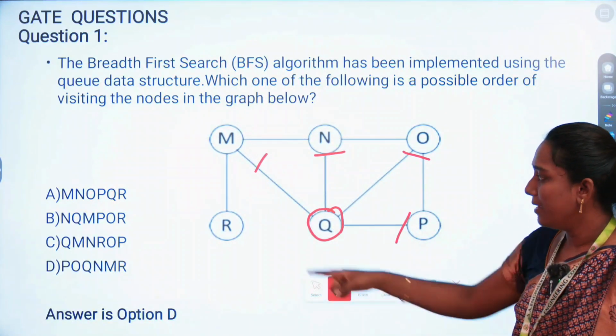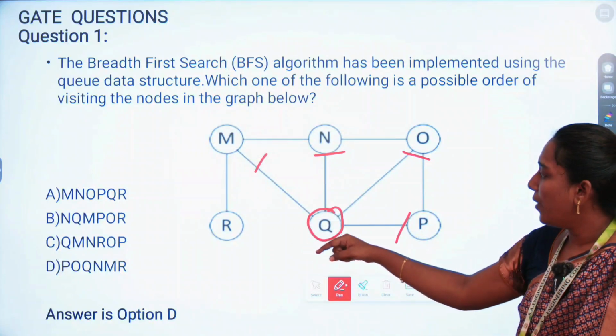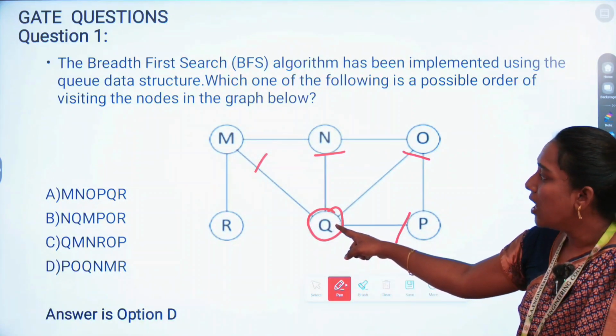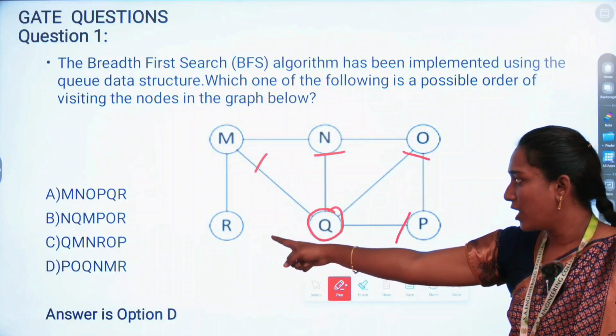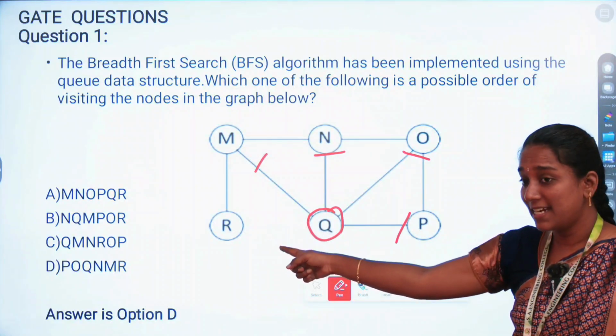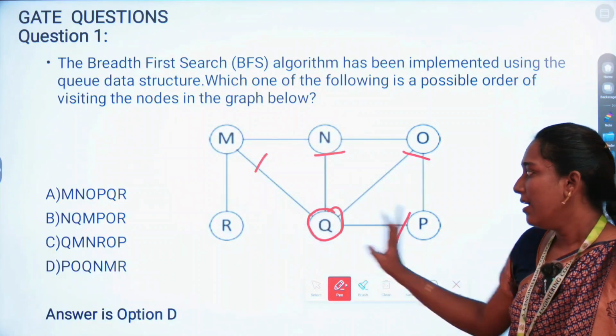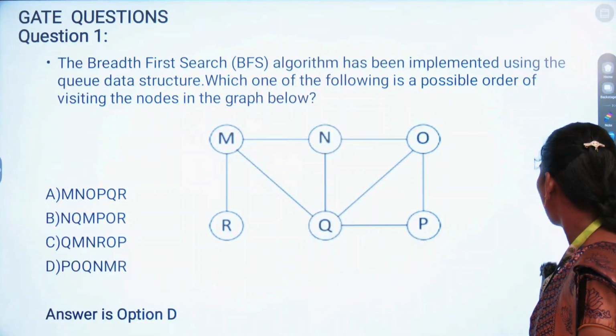Q explores M, yes, it is correct. Then Q explores N, yes, it is correct. Then Q explores R, no, Q does not explore R. It is a disconnected graph where there is no link between Q and R. Hence, this option is also wrong.